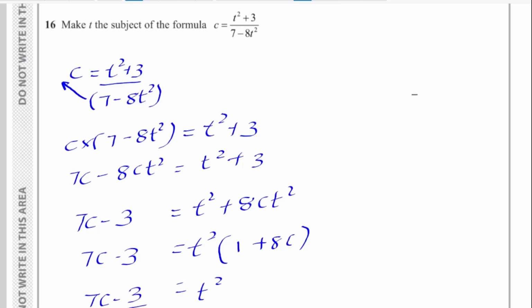1 plus 8c. So I need to get t, not t squared. Therefore, I need to get rid of t squared. To get rid of any squared form, you apply the root. Then t will be the root of (7c minus 3) over (1 plus 8c). Remember to put plus or minus.